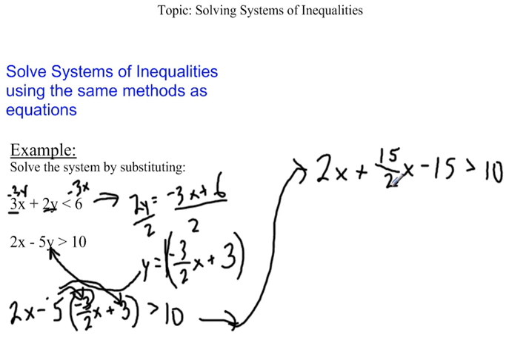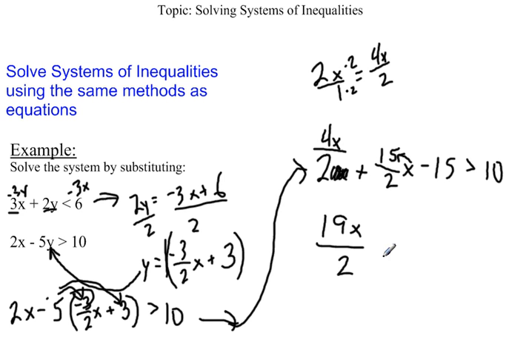I want to convert 2x into 4x over 2. Now what I did, I just wanted to come up with the common denominator. So I had 2x over 1. I wanted to make that something over 2. So times 2 gave me my 4x over 2. This x goes with my numerator. So that's 19x over 2 on the left side.